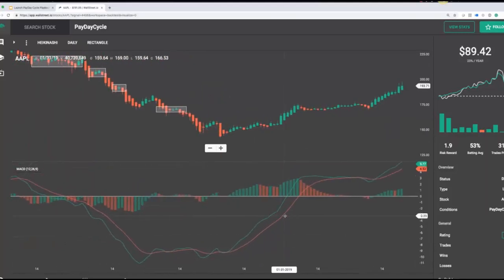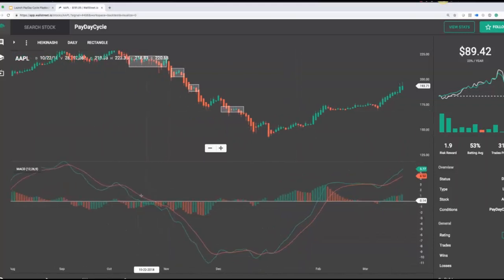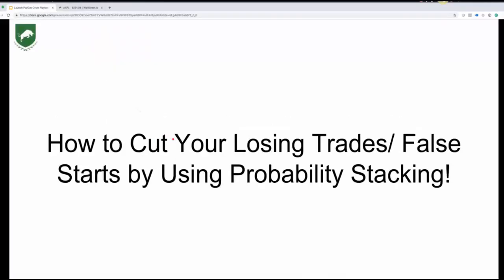The MACD is a momentum indicator that helps us identify both momentum and direction. It's pretty simple to use actually. When the MACD is crossed to the bulls and trending up like this, then we generally have nice long bullish payday cycles. And when the MACD is crossed to the bears and trending down, we generally have shorter bullish payday cycles. Okay, I've even got some slides here to show you.